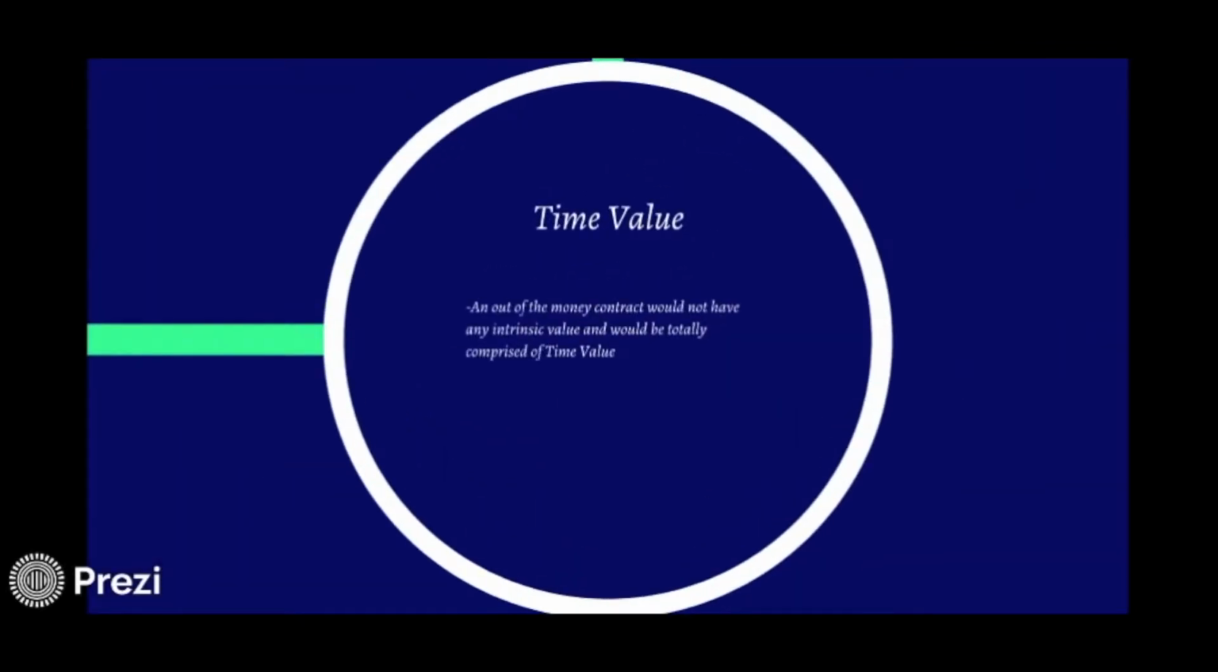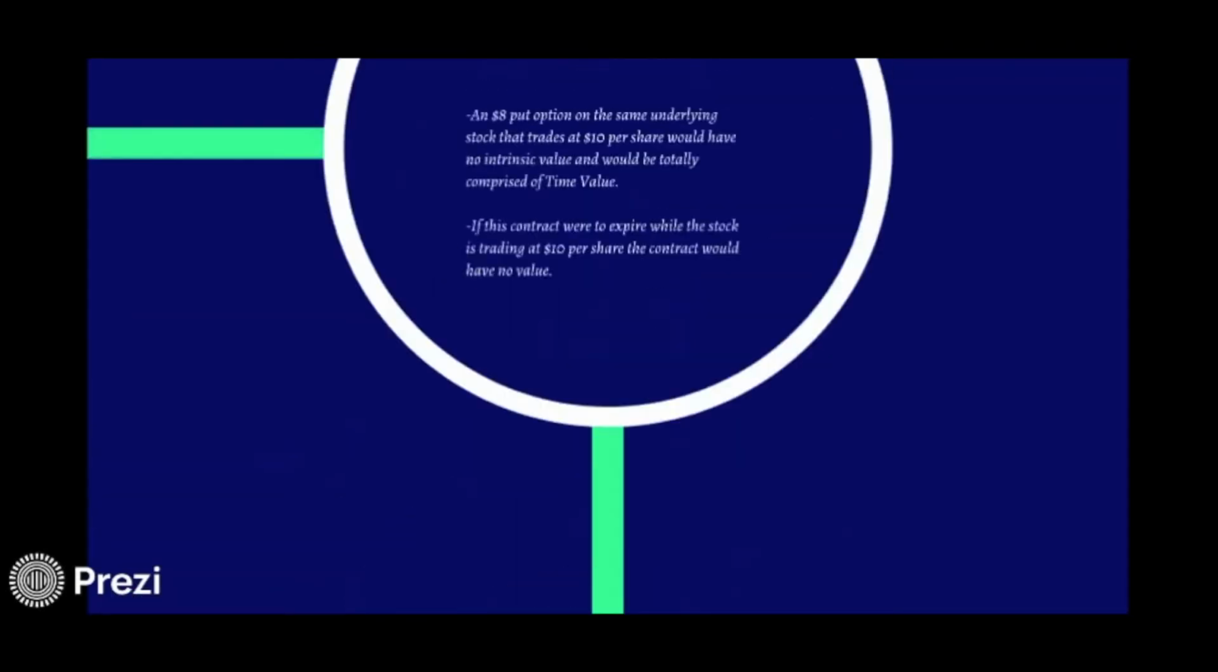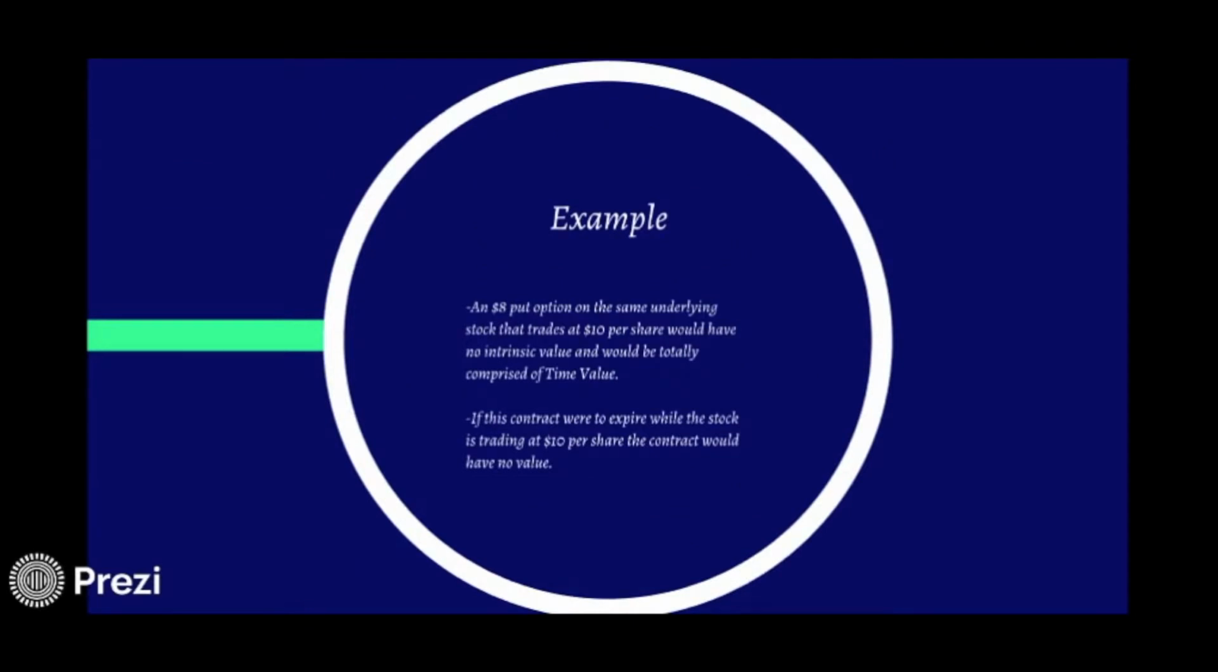So again, an out of the money contract would not have any intrinsic value and it's totally comprised of time value. As an example, on the other hand, an $8 put option on the same underlying stock that trades at $10 per share would have no intrinsic value and would be totally comprised of that time value. So if this contract were to expire while the stock's trading at $10 per share, the contract would have no value.